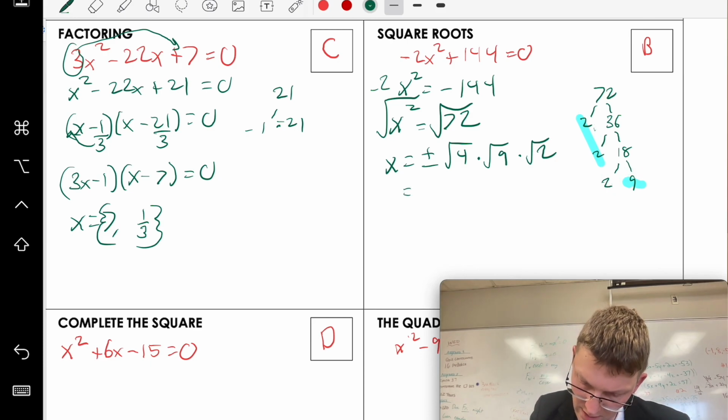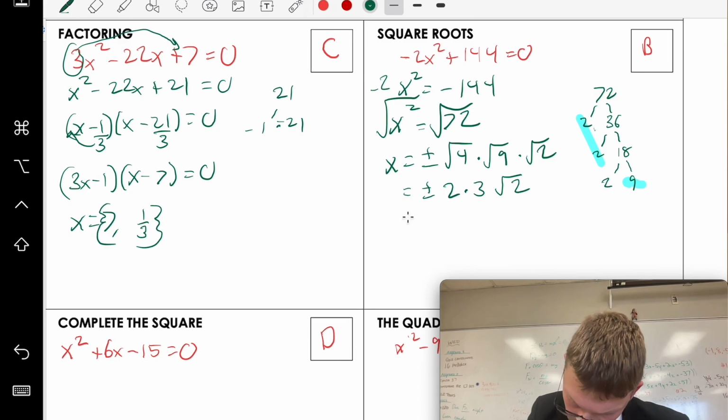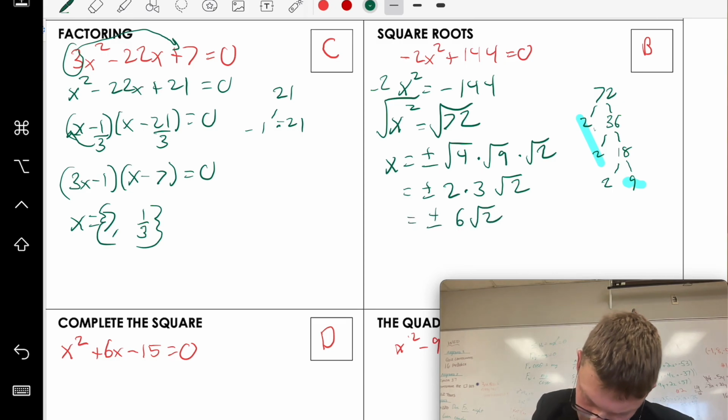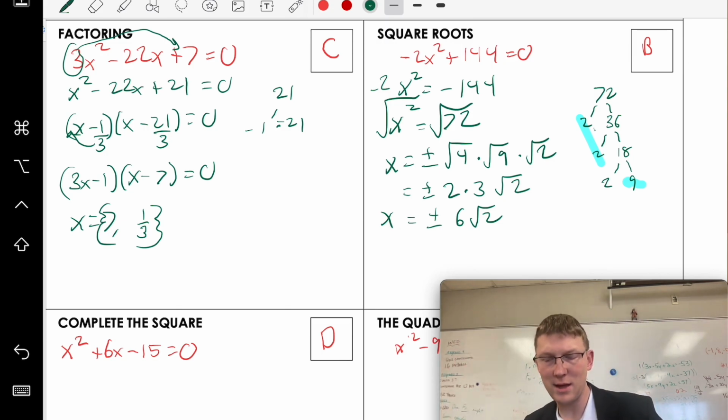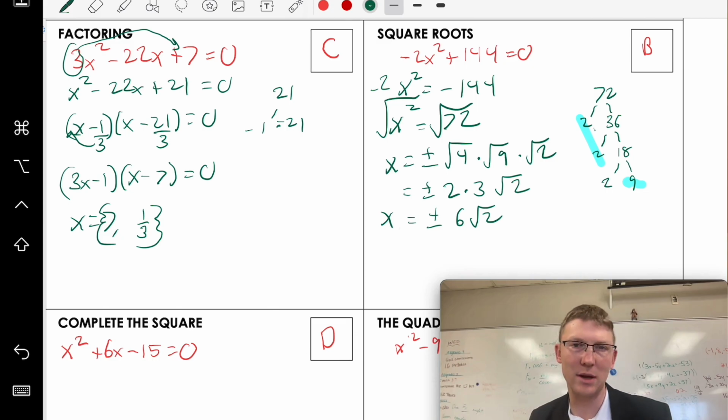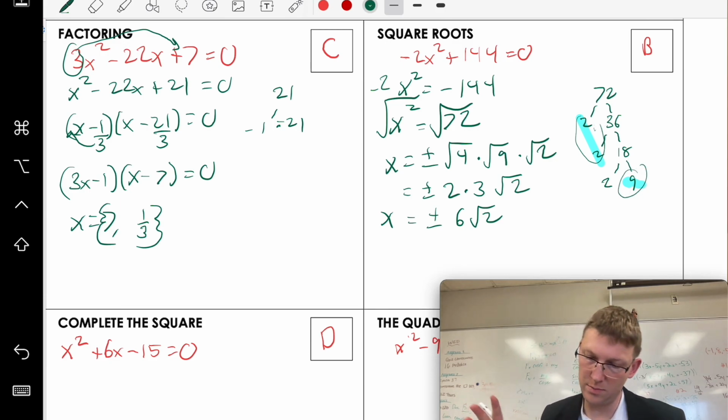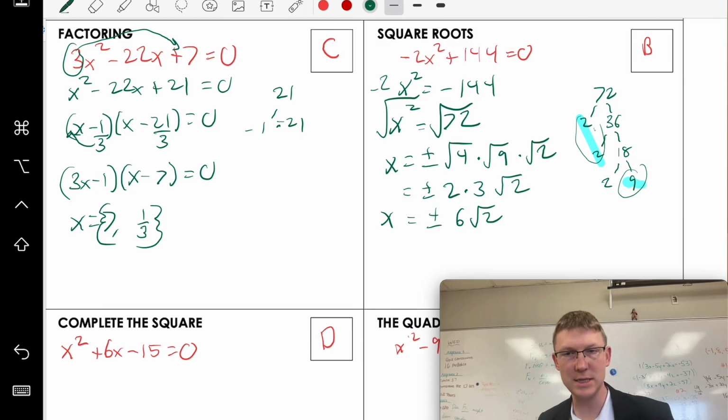So then that turns into plus or minus 2 times 3 square root of 2 equals plus or minus 6 square root of 2. Yes, I took kind of a longer way around that, but I like doing that a little bit better because I like smaller numbers. It makes me happy. If you saw that all of these together is equal to 36, you can pull that right out. Square root of 36 is 6. Also works. Either method is fine.